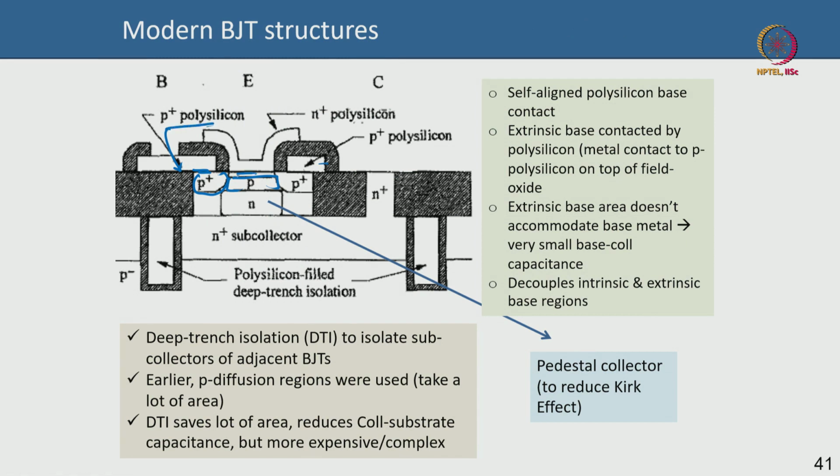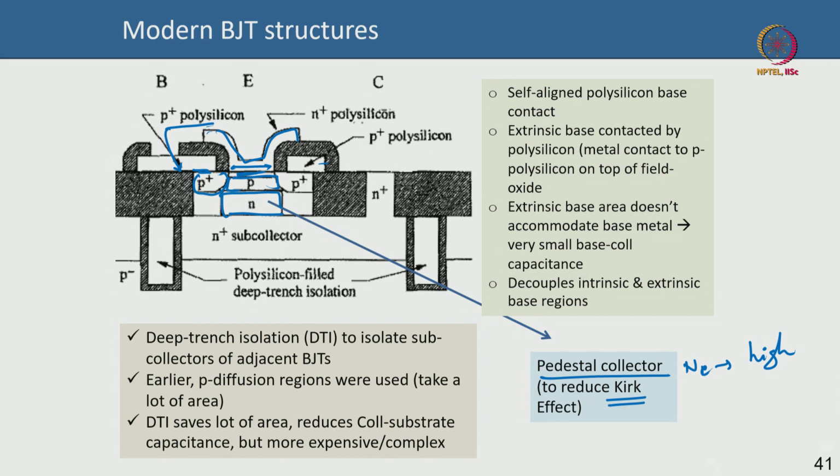This is your emitter here, this top one, and in the emitter you have polysilicon, and then you have n plus polysilicon, that is your emitter. This defines the emitter footprint. Directly below that you have the intrinsic collector, which is also called the pedestal collector. The pedestal collector is the intrinsic collector where the doping is reasonably high. This doping is not super high, but it is reasonably high to push the Kirk threshold higher.